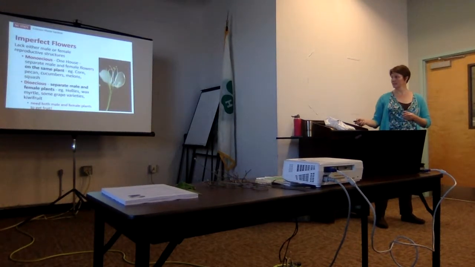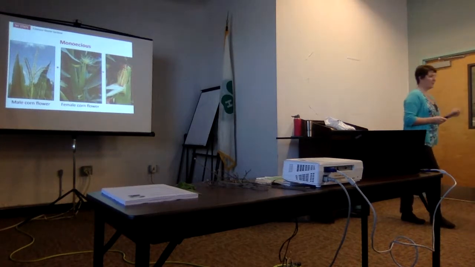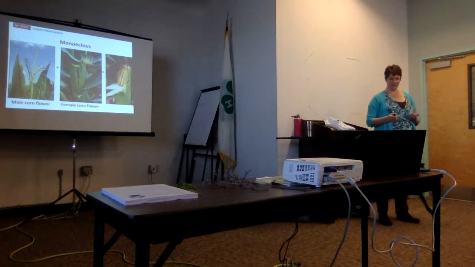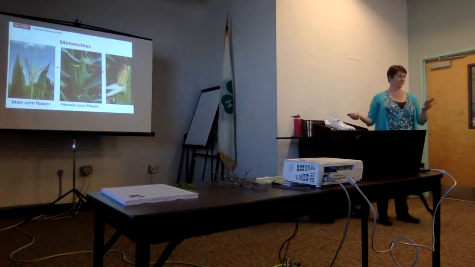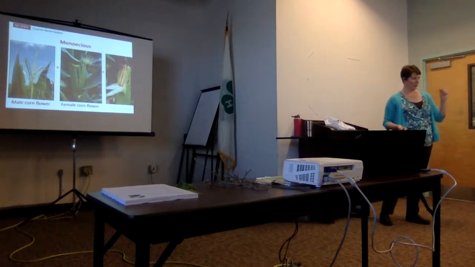So we'll look at these a little bit more. So monoecious, one house, separate male and female flowers, but on the same plant. An example is corn. The male flower is the tassel up at the top. The female flower doesn't have petals or anything, it's just these long pistils, the silks that come out the end of the ear. And each one of those silks attaches to where the kernel becomes the corn kernel.